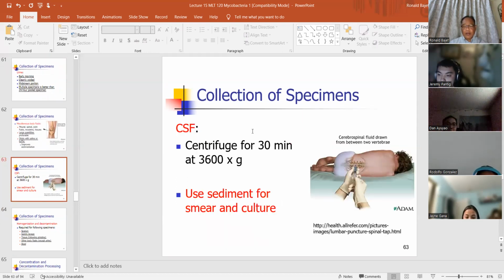CSF, you centrifuge for 30 minutes at 3,600 Gs. And you use the sediment. Once you spin it down, you use the sediment for smear and culture. Okay, so again, you're not going to digest and decontaminate.